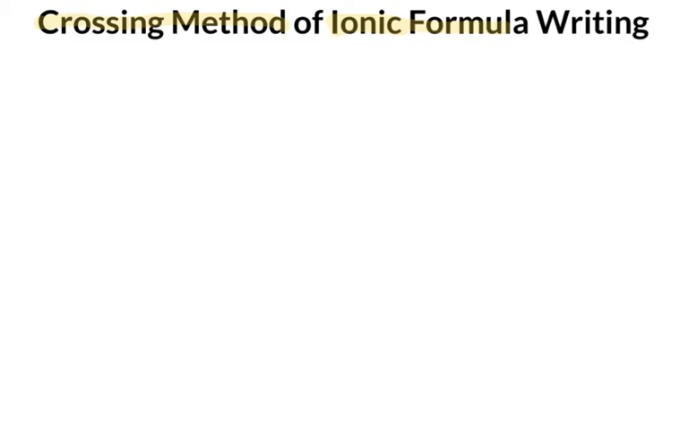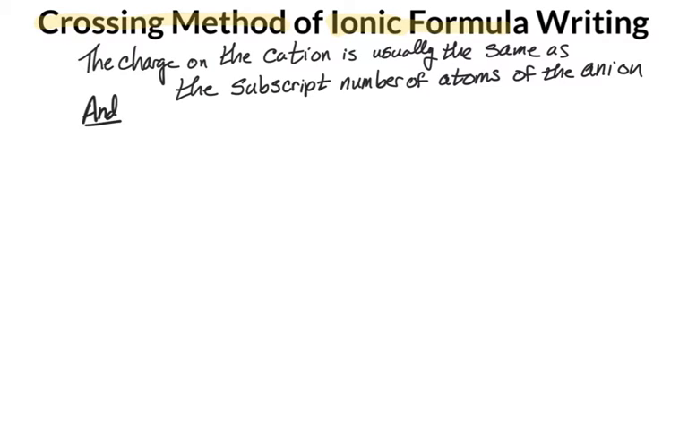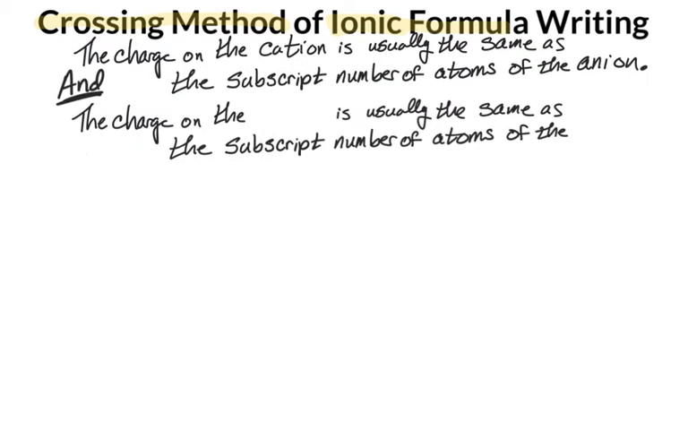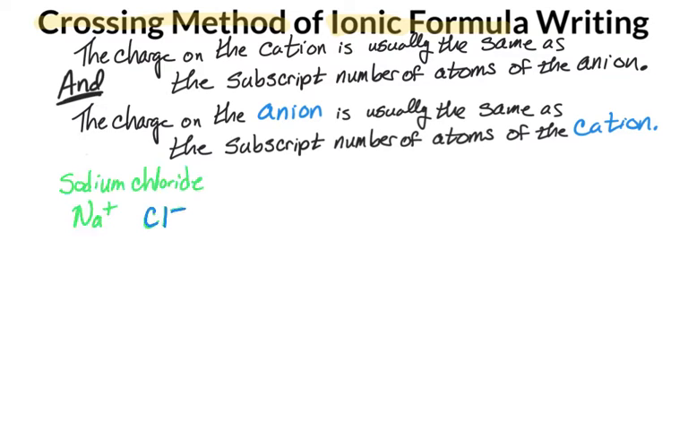So what is the crossing method? Well, the crossing method of writing formulas says that the charge on the cation should be the number of the anion that you will have, and the charge on the anion will be the number of the cation that you have. So we're crossing those numbers so that we get the correct formula. So here we can see for sodium chloride, we get a 1 over here and a 1 over here. Of course, we don't write those ones, but we get the formula NaCl.